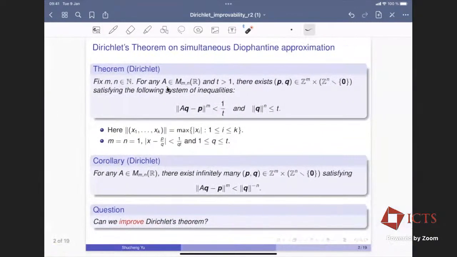So just like every other talk in Diophantine approximation, let's start with the Dirichlet approximation theorem. The version that we have here is a higher dimensional version. It says that if we fix m and n two positive integers, then for any m by n real matrix A, and for any t greater than 1, there always exists a pair of integer vectors p, q, where p is an m-dimensional vector and q is a non-zero n-dimensional vector, satisfying these two Diophantine inequalities.